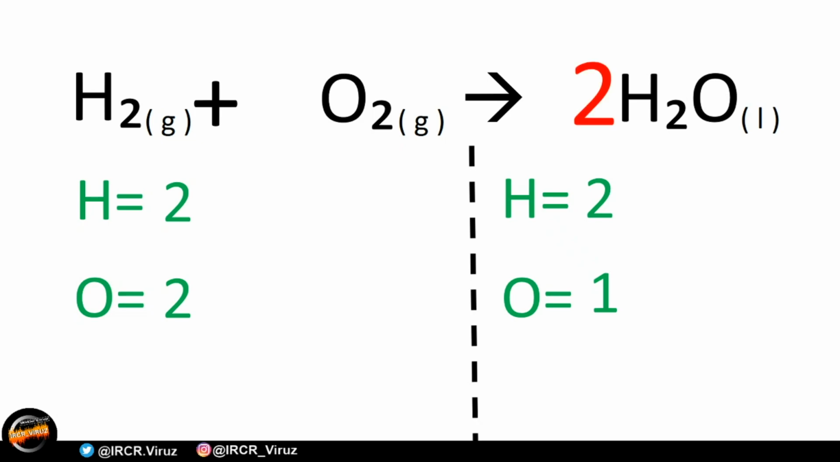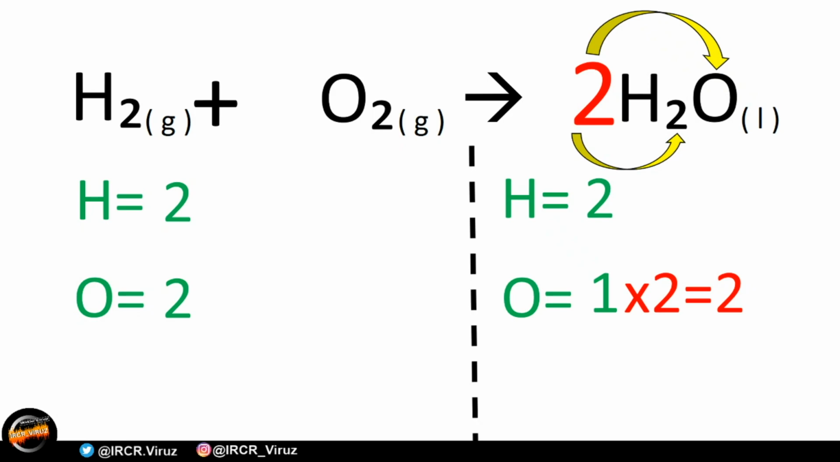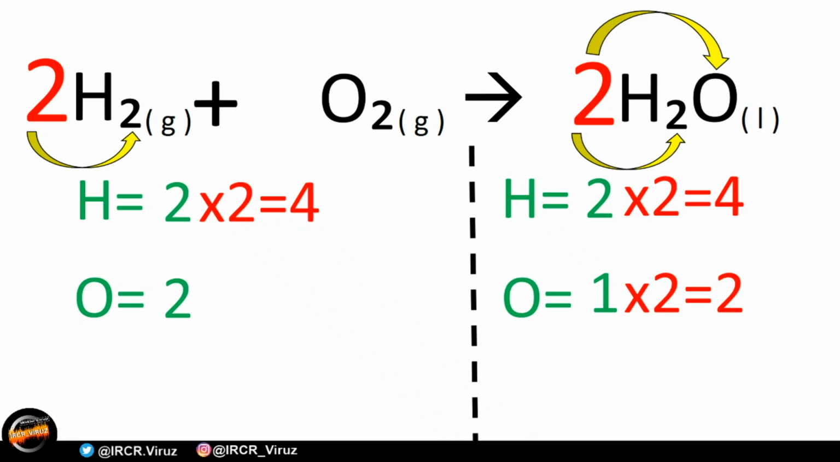If we multiply that water by 2, we're going to have two oxygens in the products and two oxygens in the reactants. However, because the hydrogen is also part of that same water molecule, it's also multiplied by 2. Therefore, we have four hydrogens in the product and only two in the reactant. So we make the small number equal to the big one: we put a 2 over here and multiply the hydrogens, and now the equation is balanced: four hydrogens, two oxygens, and two oxygens as well.